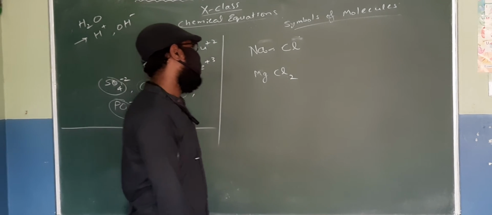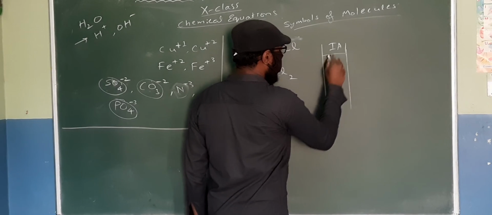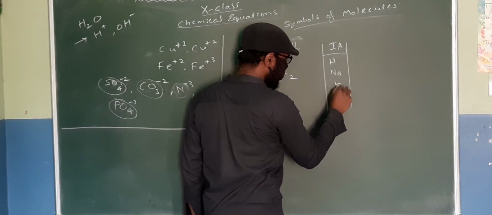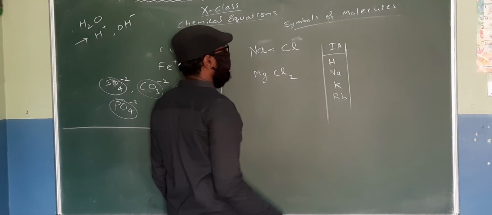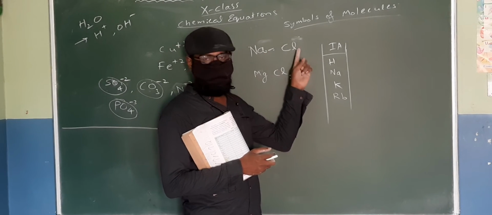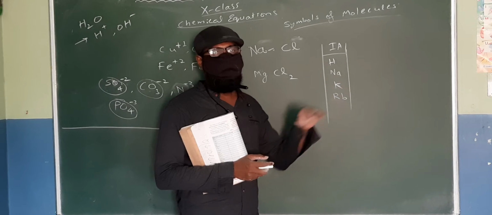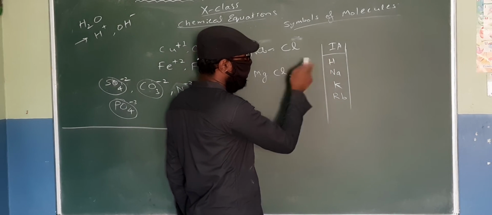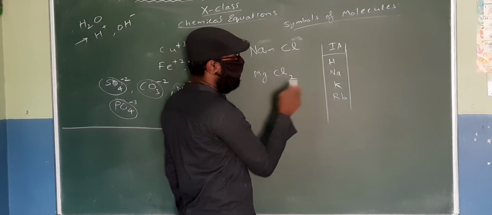Now I will tell you one advantage of the periodic table. In the 1A group, I have written hydrogen, sodium, potassium, rubidium, like this. If I know the formula of NaCl, that is sodium gives 1 electron to chlorine and forms NaCl, and as I said, group 1A means all of them want to lose 1 electron only, which means if chlorine has to combine with H, that should be HCl. If it has to combine with K, it should be KCl. Combine with Rb, it should be RbCl.